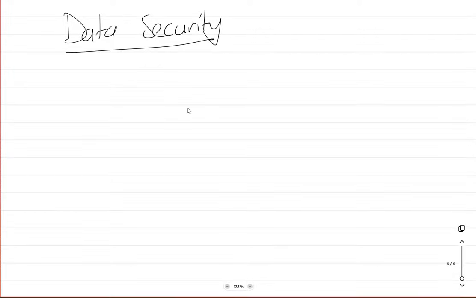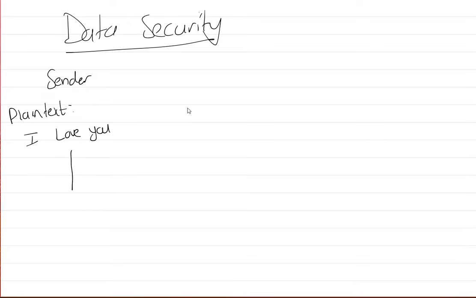So the idea behind data security is that you have a sender. The sender wants to write some plain text. And it's a very affectionate sender. It says, I love you. Our saucy sender. And so what the sender does is they encrypt this information because they don't want everyone to know. They encrypt with a key.